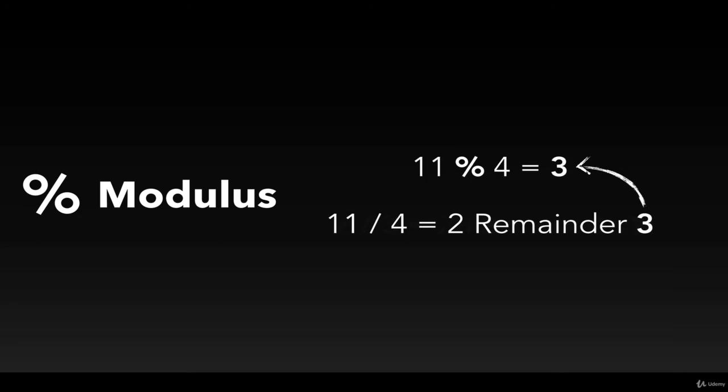Or here's another example. 11 mod 4. You figure out how many times does 4 go into 11 without a fraction. Just the largest whole number we can multiply 4 by that is less than 11. So that's going to be 4 times 2, right? So that gives us 8. So then we have 8 compared to 11. That means a remainder of 3. So 11 mod 4 is 3.